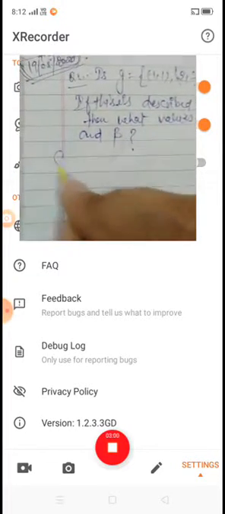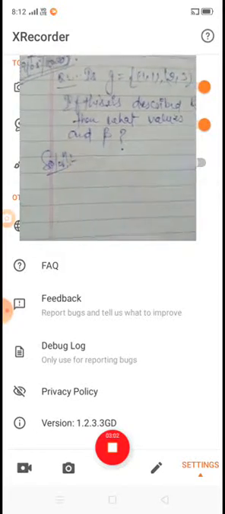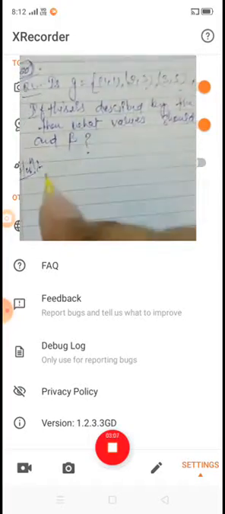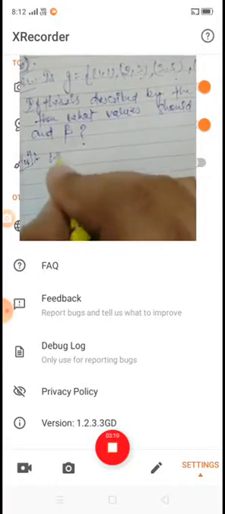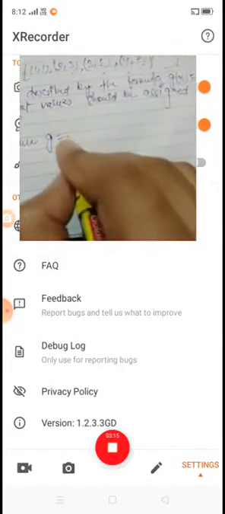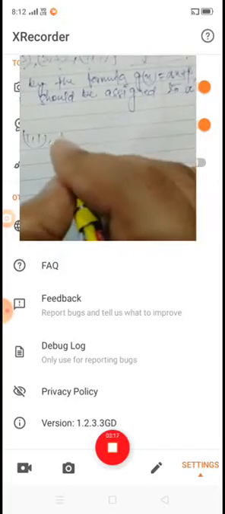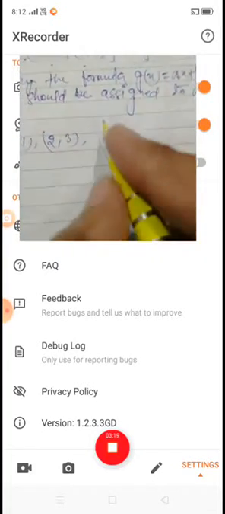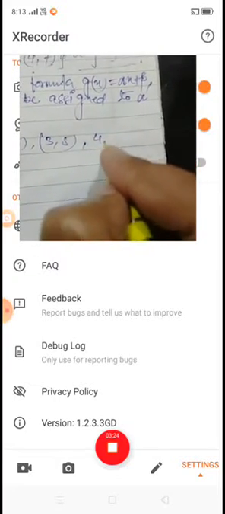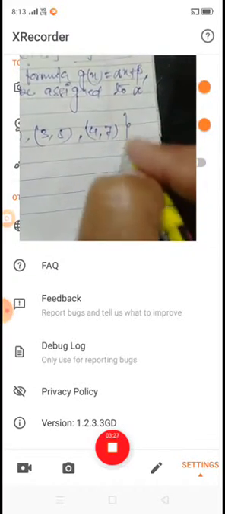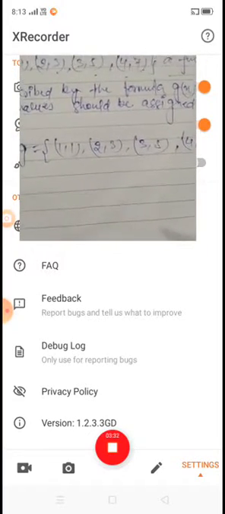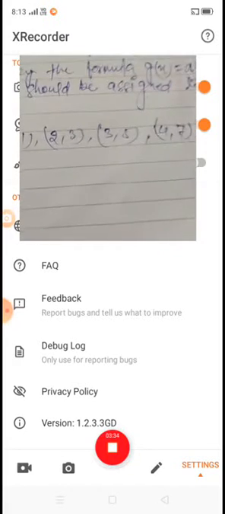Now let's solve it. First of all, we write what is given. We have g is equal to {(1,1), (2,3), (3,5), and (4,7)}. First of all, we discuss whether g is a function or not.